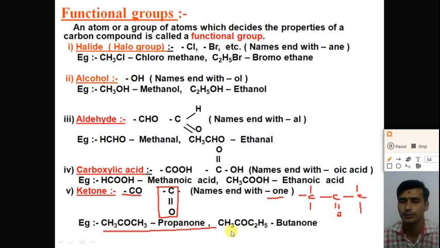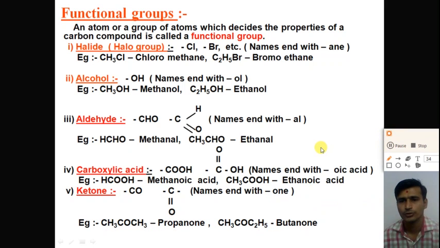Similarly, if you take 4 carbon atoms, it is a butanone, right? You can draw the structure of butanone, pentanone, hexanone also, right? So dear student, understand all the functional groups and how we can make the molecular formula or structural formula of all the hydrocarbons in all the functional groups.